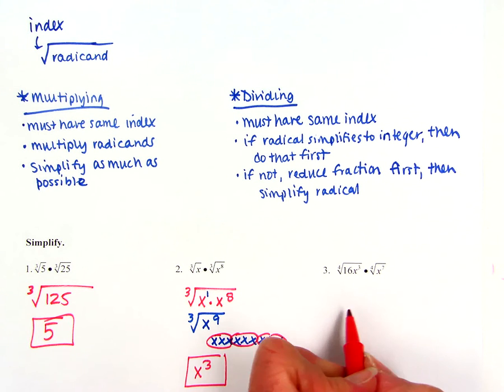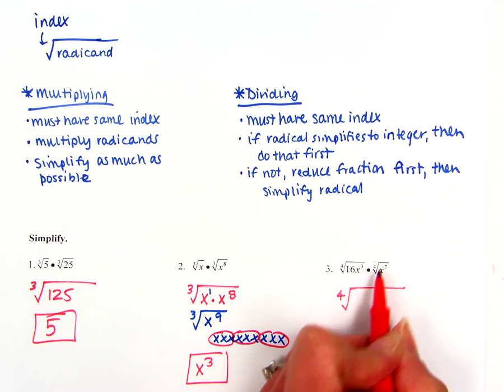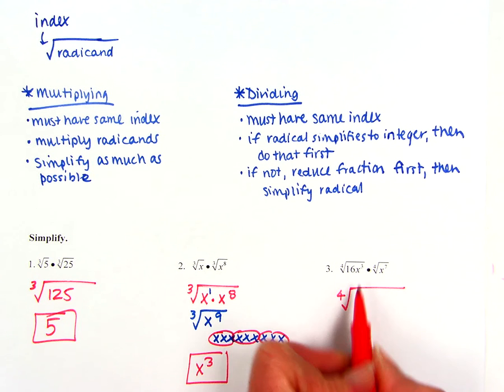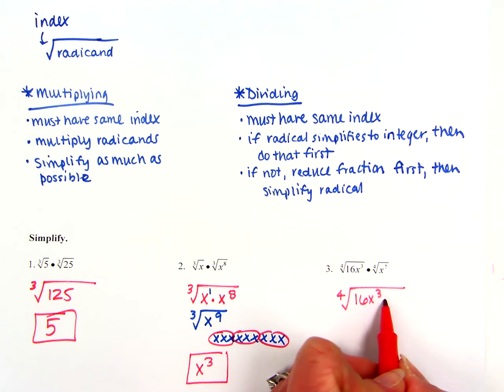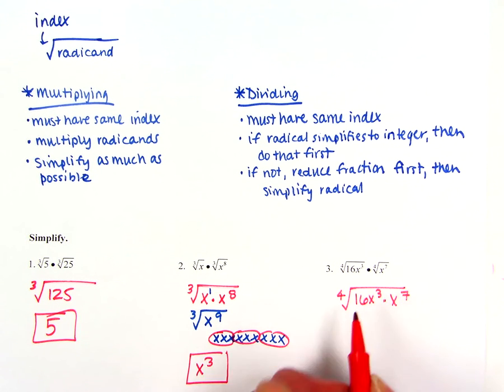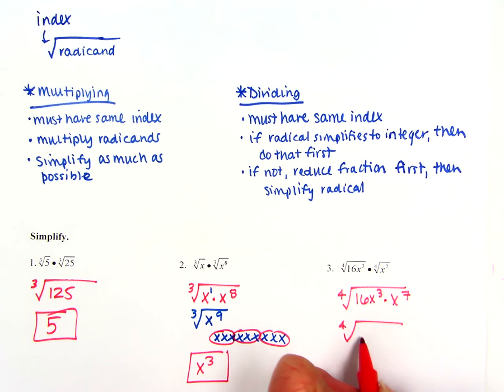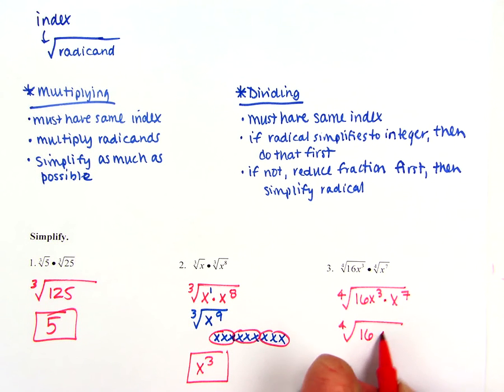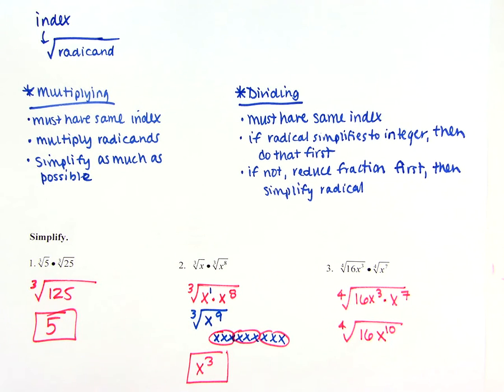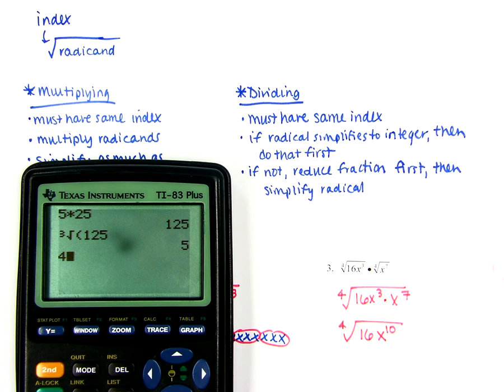This one is 4th roots. So 4th root, this one's going to be a 4th root as well. So now I need to do what's 16x cubed times x to the 7th. There's nothing to multiply the 16 by, so it just stays as 16. And then 3 plus 7 gives you 10. So now, can you do the 4th root of 16? That's 2. And the 4th root of x to the 10th, we've got 10 x's.